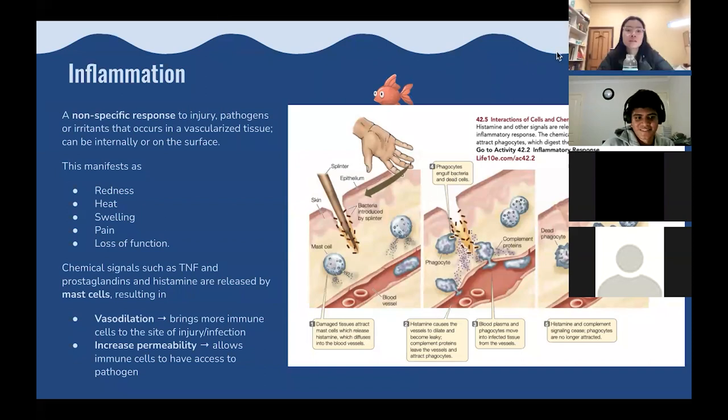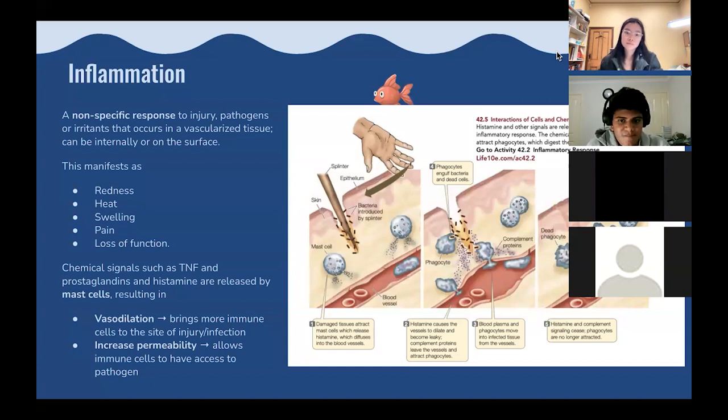And this causes vasodilation, which brings more immune cells and more blood to the site, which in turn will bring more heat to the site. So if you've got more blood, blood is red, so you're going to have more redness. Blood is also warm, so you'll have more heat. Now, the vasodilation increases the permeability, which allows more immune cells in, which means that you're going to have swelling, because if it's more permeable, then it's going to be swollen.